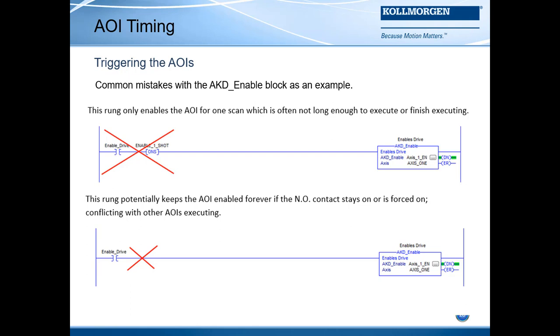The next example gets rid of the one-shot and there's only a toggle bit. In this case, if the enable drive contact was toggled to turn on, this rung would potentially keep the add-on instruction enabled forever if the contact stays on or is forced on, conflicting with other add-on instructions that you may try to trigger or execute.